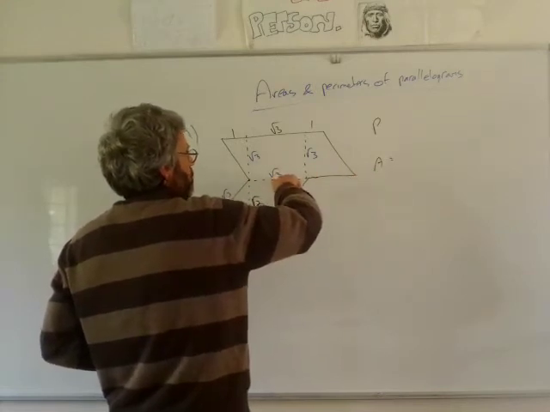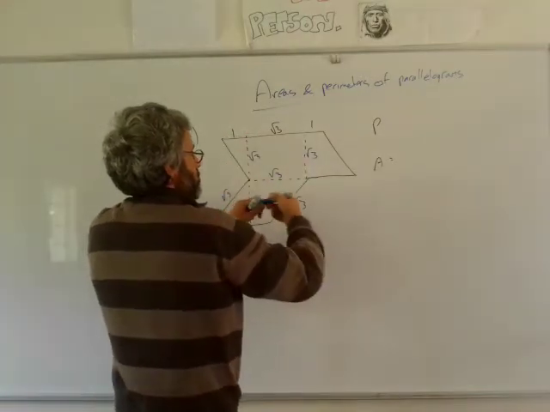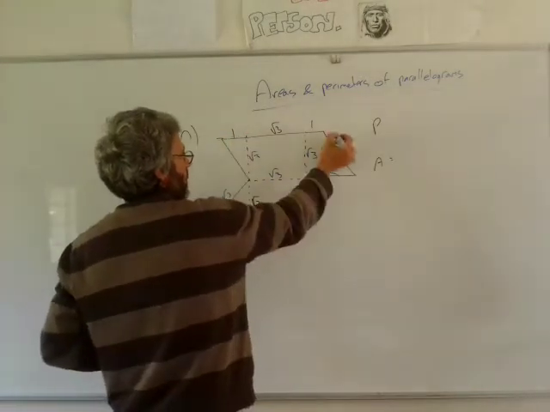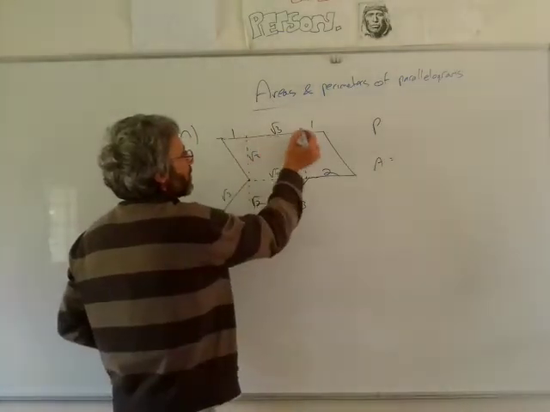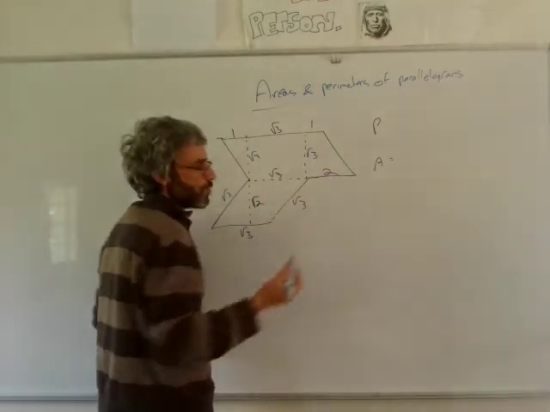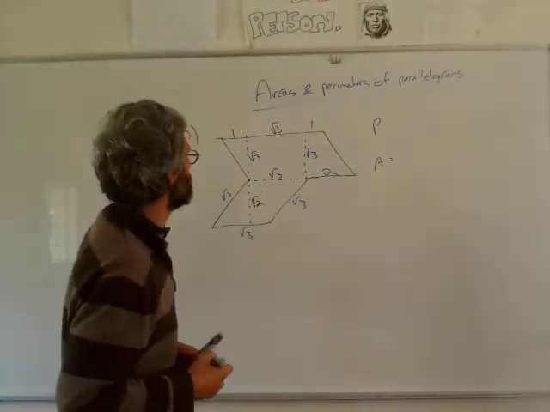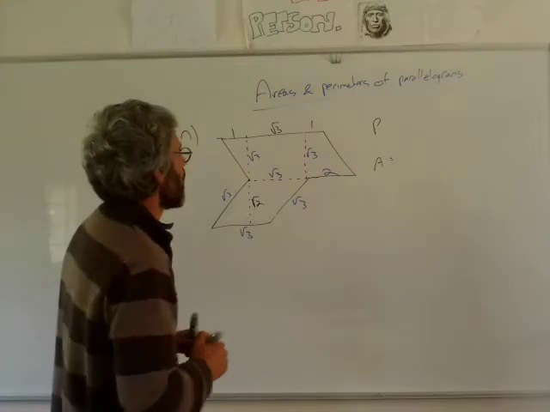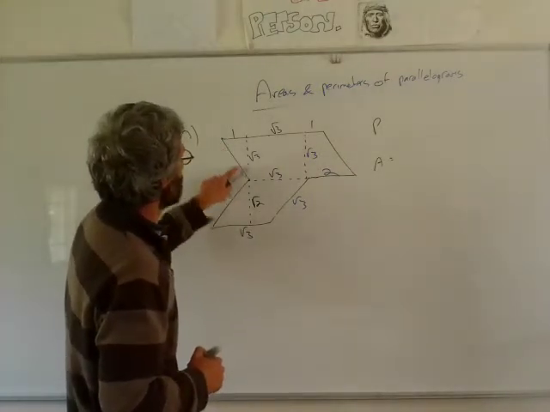Now I know that this length is equal to that length. So if this is square root 3 and this is square root 3 plus 2, then that must also be 2, right? Because this length must be equal to that length. Here we have 1 plus square root 3 plus 1, which is 2 plus square root 3. If this is square root 3, then that must be 2. So they will be the same. So now the only length I'm missing is this one.